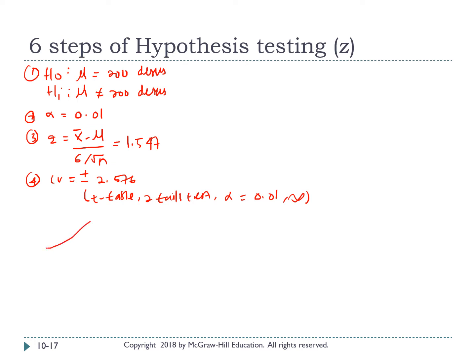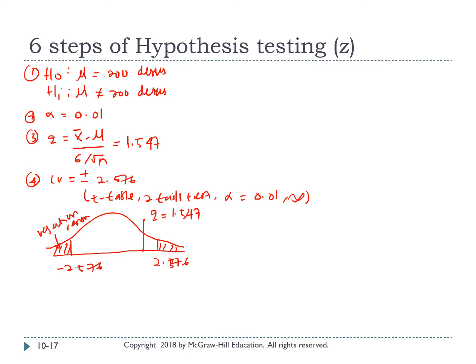The next step, you have to draw your diagram, right? Okay, so you know that our CV is two values. So you have the negative sign, negative 2.576, and you have plus 2.576. Okay, so this shaded area is called the rejection region. Okay, so where is our z value? You have to plot it in this diagram. So your z value is somewhere here, which is 1.547. Okay, some of you may love to formulate the decision rule, but in this case, if the question asks you just to show the 6 steps, writing the CV is enough, unless the question asks to formulate the decision rule.